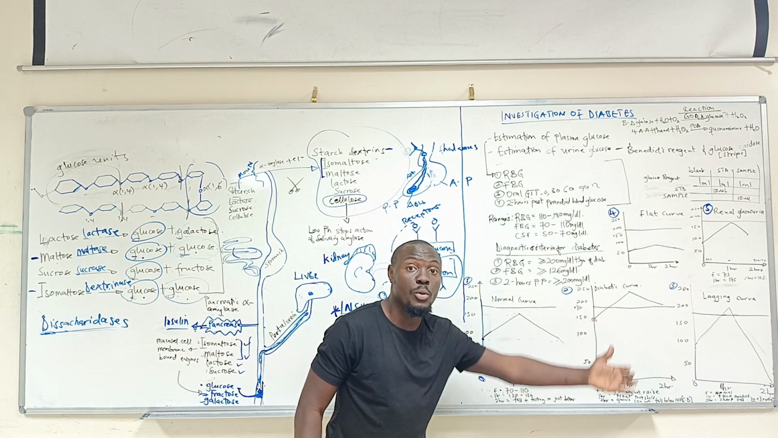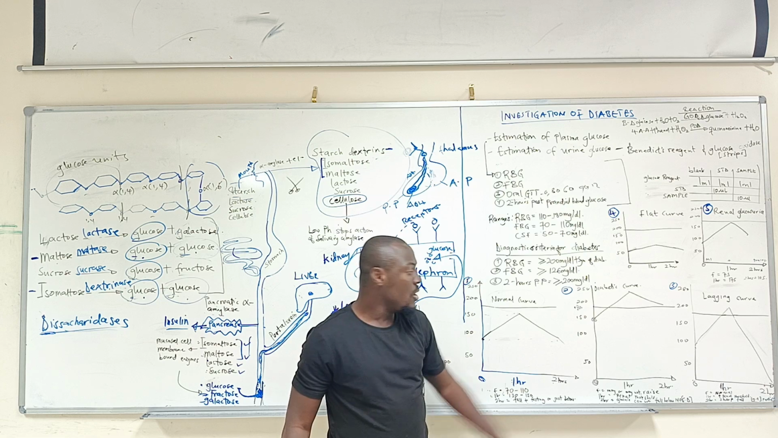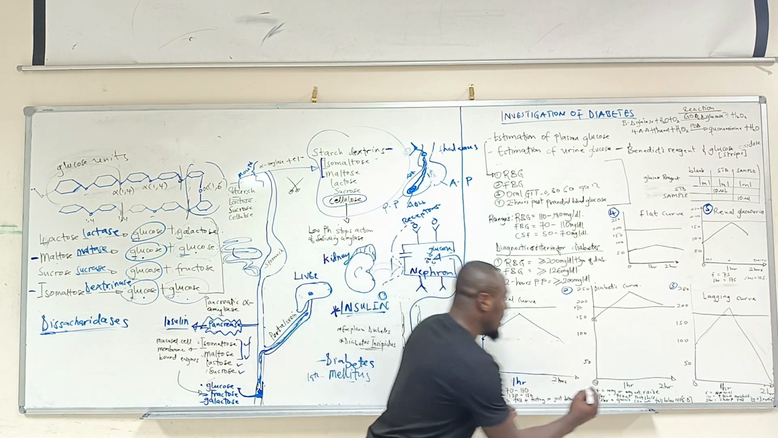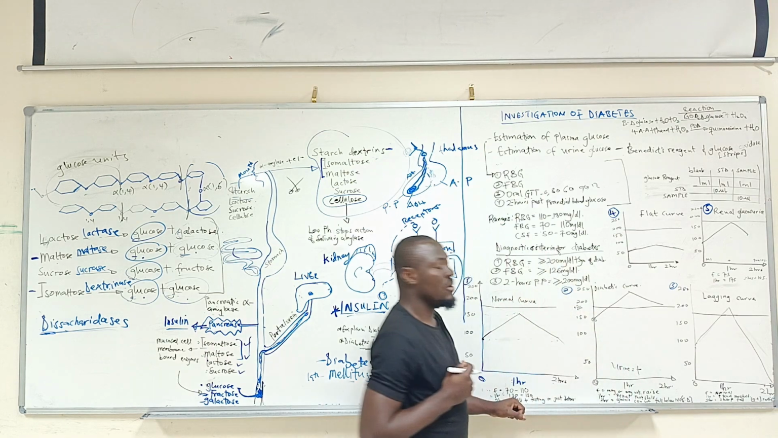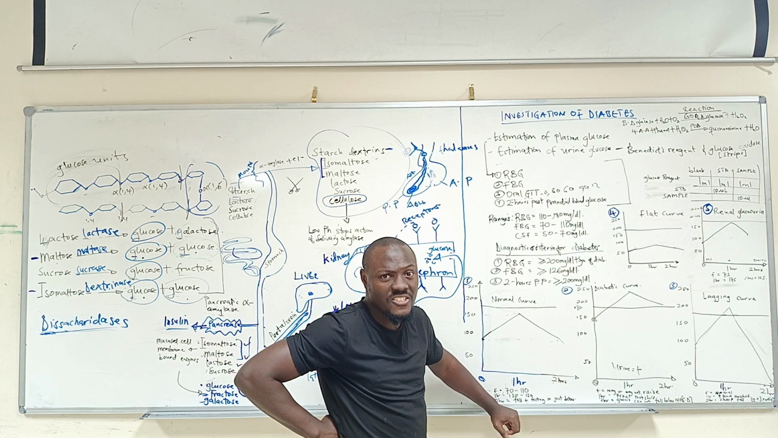Because for each and every sample, we take a fasting blood sample together with the urine. Okay? So after 1 hour, we are going to get what? Sugar inside the patient sample. So in the urine, it's going to be what? Positive for sugar, which is a very good indication of diabetes.